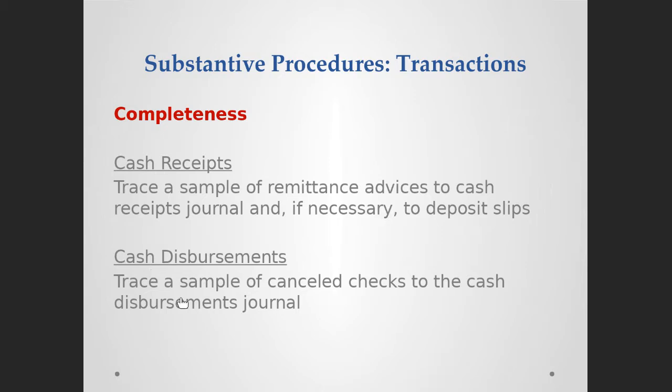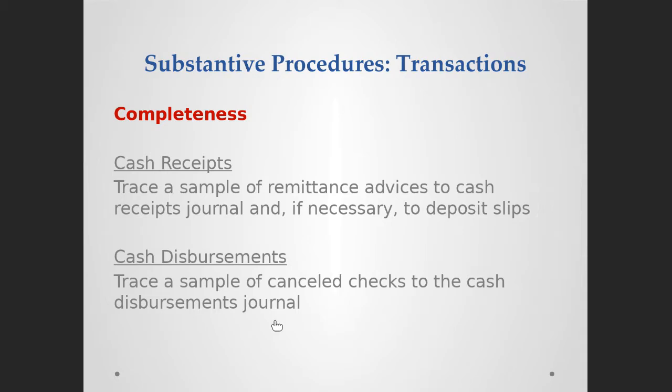Same with the cash disbursement. We take a sample of canceled checks. So now we have canceled checks. We want to make sure that all of those were recorded in the cash disbursement journal. And we can also take the voucher packets and those going forward, right, from the beginning to the end. We want to make sure that everything that happened was recorded.